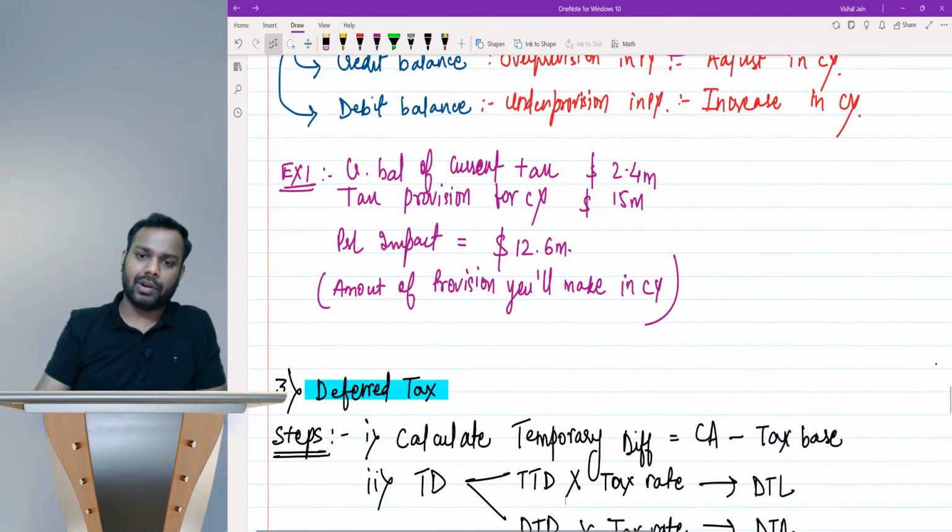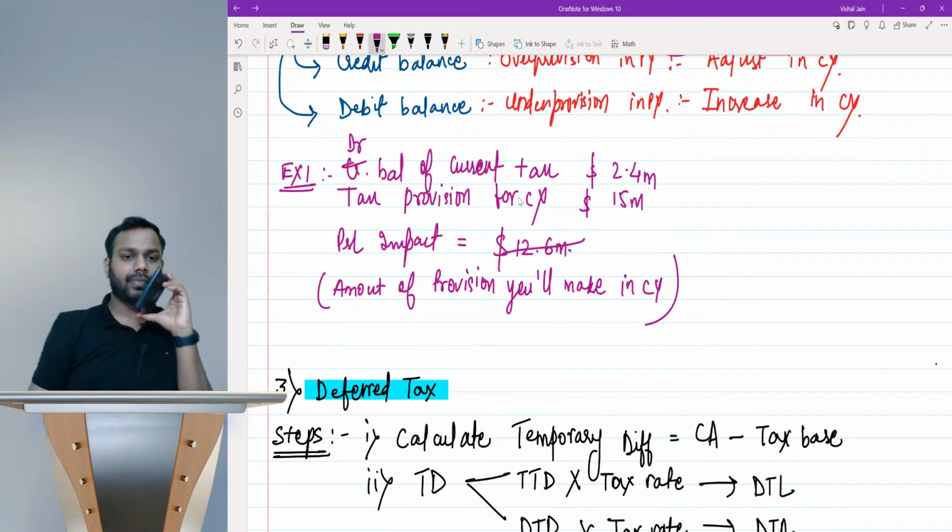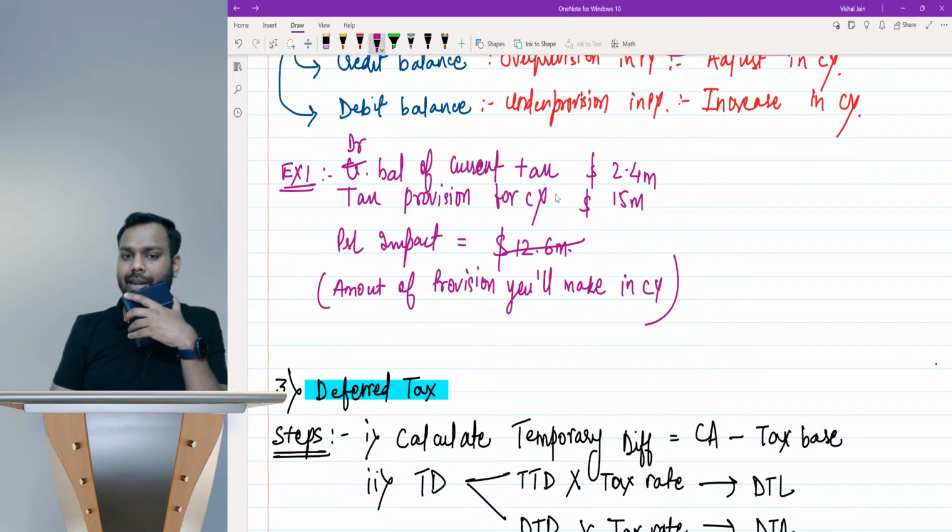If in place of 2.4 million it would have been a debit balance of 2.4 million, then what would be the answer in that case? If it is a debit balance of current tax, what should be the answer in that case?